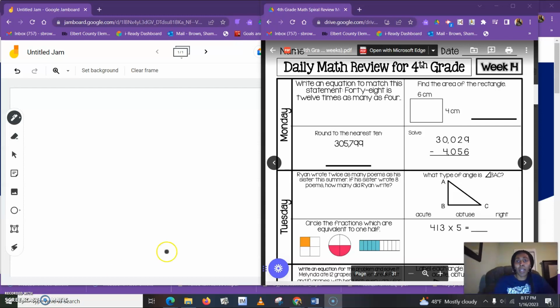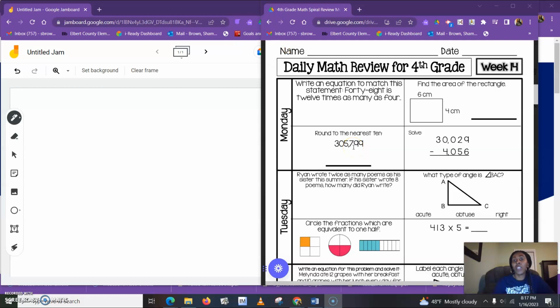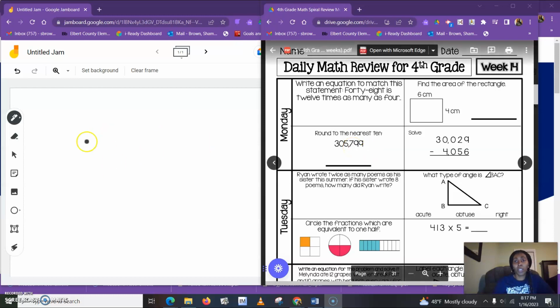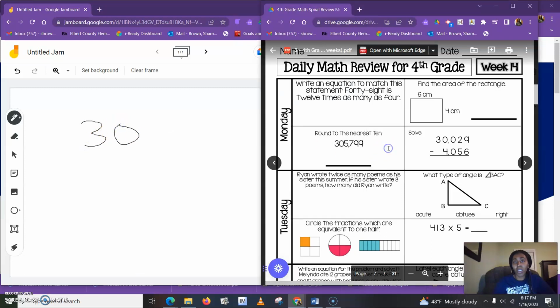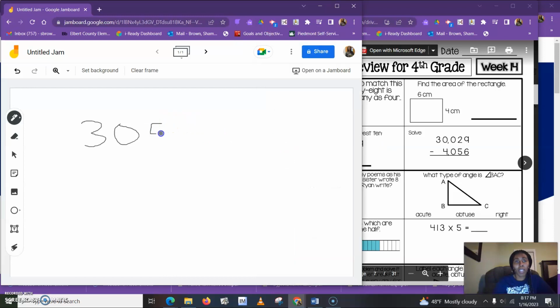And I did look back at the rounding question. Since this is one where you're going to have to round to the next 100, I'm going to go ahead and show you how to do that one because I know it may be a little tricky for some of you. So the number is 305,799.